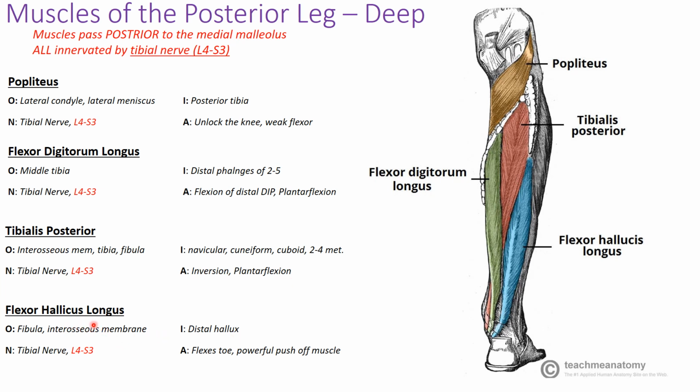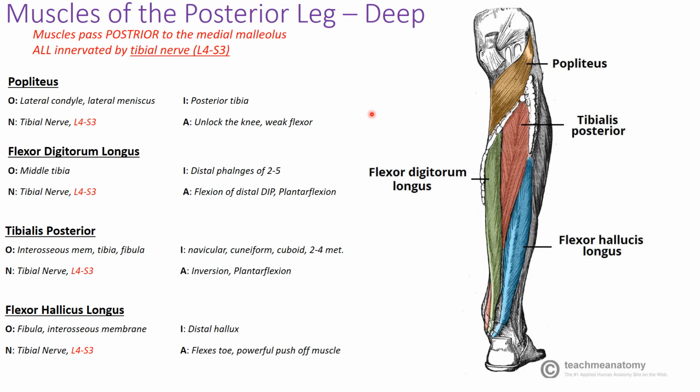Next, we have our flexor hallucis longus. This is the last muscle of the deep compartment of the leg. The flexor hallucis longus is coming down and around, again, posterior to the medial malleolus. It is arising from the fibula and the interosseous membrane, and it's going to the distal hallux. So the distal large toe. And it is going to flex the toe, and it's a very powerful push-off muscle for sprints.